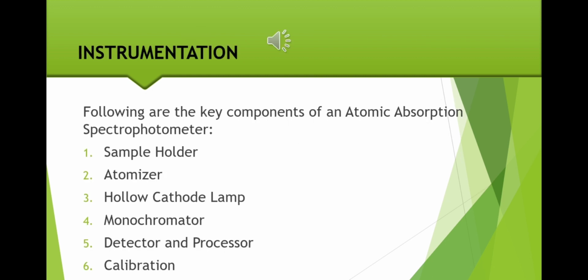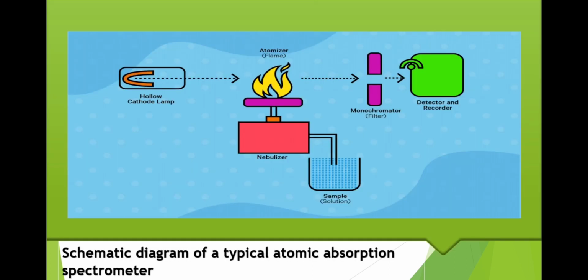Instrumentation. The following are the components of an atomic absorption spectrophotometer: sample holder, atomizer, hollow cathode lamp, monochromator, detector, processor, and calibration. You can see all these components in this diagram.